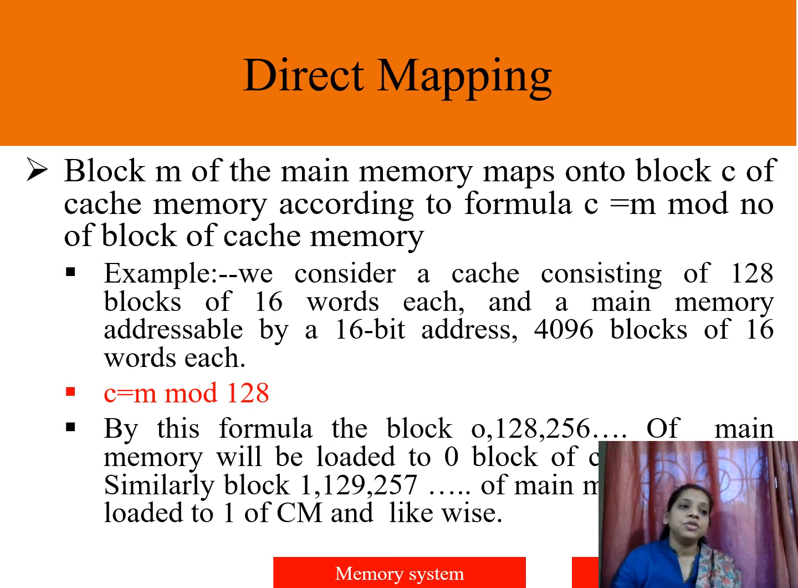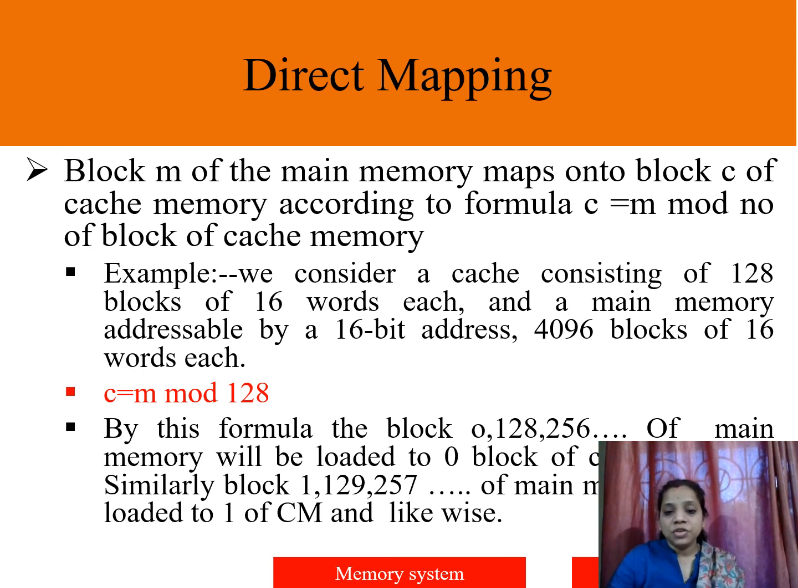First of all, we have to find out how many blocks are there in the cache memory. Let's say I have a cache memory with 100 blocks. Obviously, the main memory is more than 100, so it's not comparable. So there is a formula that we have to follow: C equals M mod number of blocks of the cache memory. To illustrate this, I have taken an example.